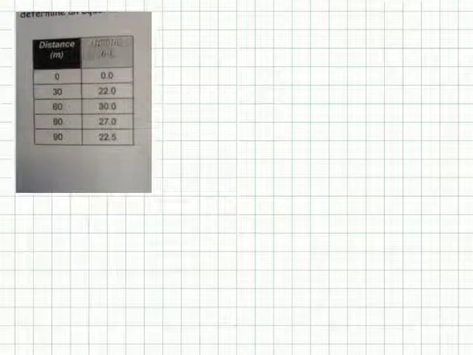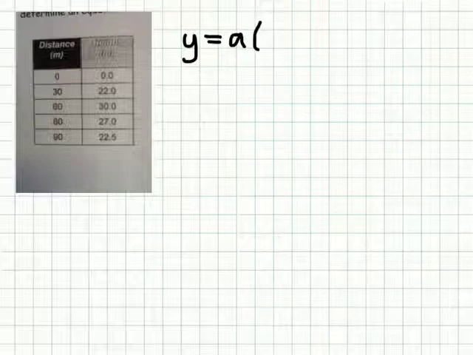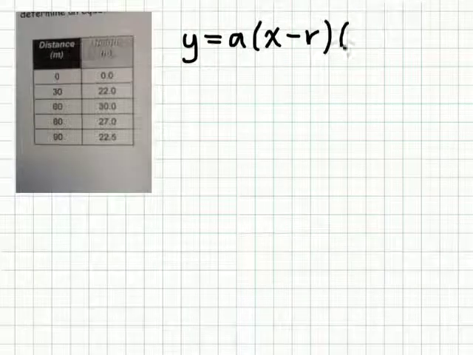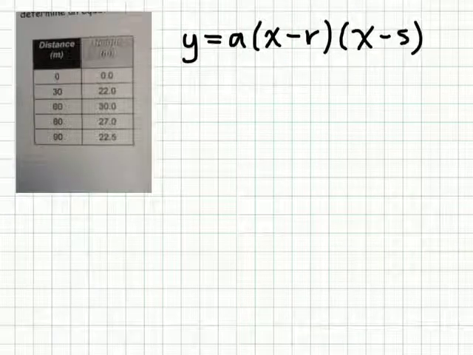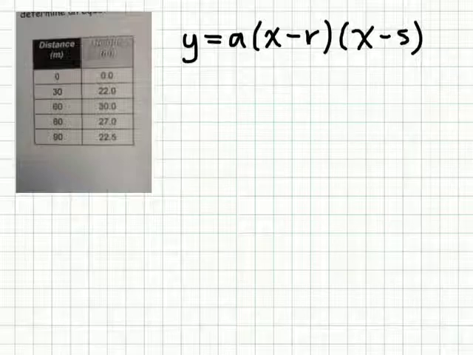So what we're trying to do in this question is come up with an equation in factored form, which is this form. We're given this table, and I need someone to read the question. Okay, so what's important in the question is they tell us that the maximum height is 30 meters.